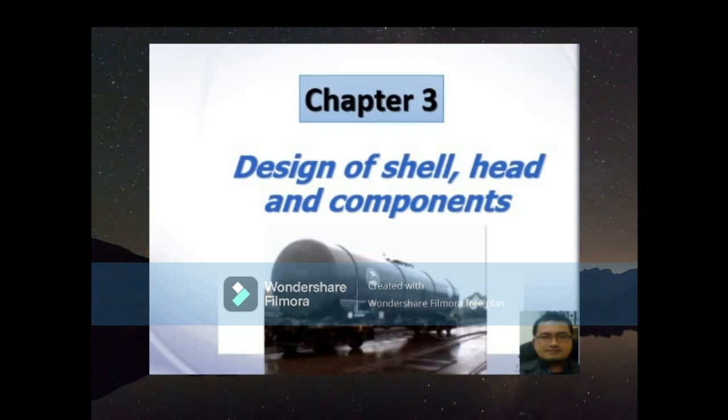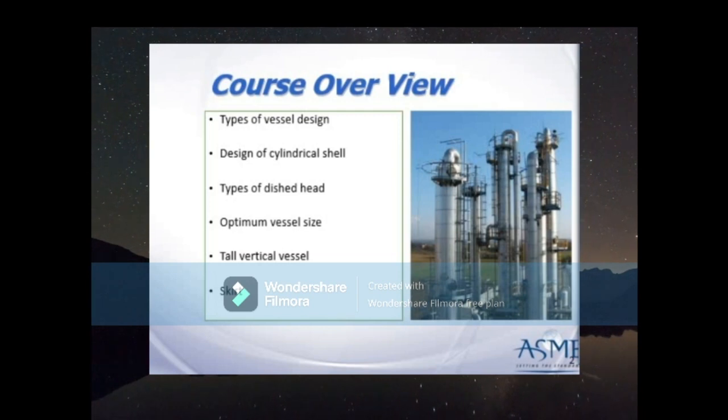Horizontal drums have cylindrical shells and are fabricated in a wide range of diameters and lengths. Tall vertical towers are constructed in a wide range of shell diameters and heights. In this course, we will cover types of vessel design, design of cylindrical shell, types of dished head, optimum vessel size, tall vertical vessel, and skirt.